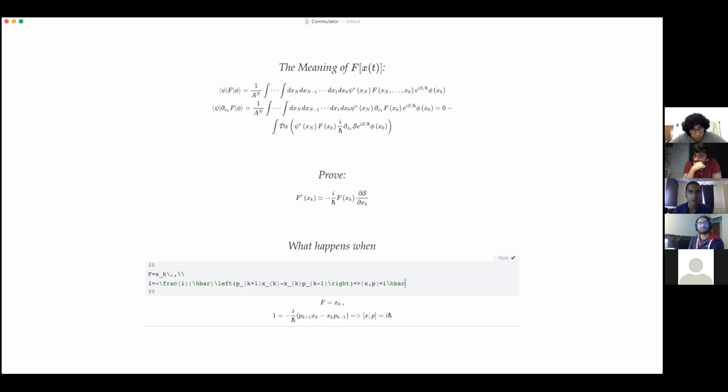Now, we're talking about these x_k's and p_k's and all these kinds of things, and that's important. Why? Because in the canonical framework, these position and momentum operators are defined at some time, right? And so that's why it's important that we're using these discretized pieces to derive the commutation relations.